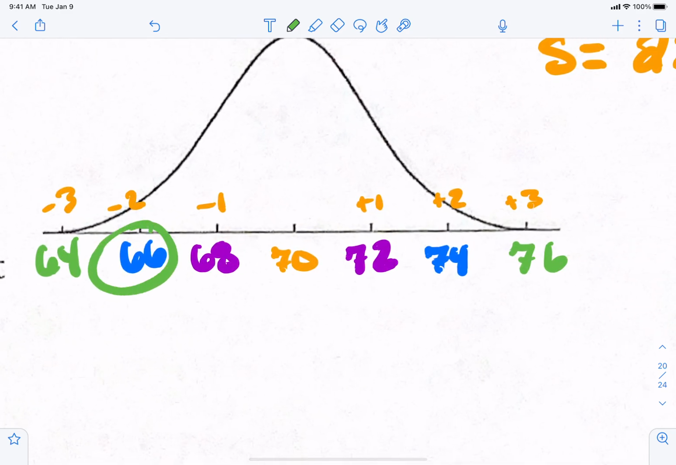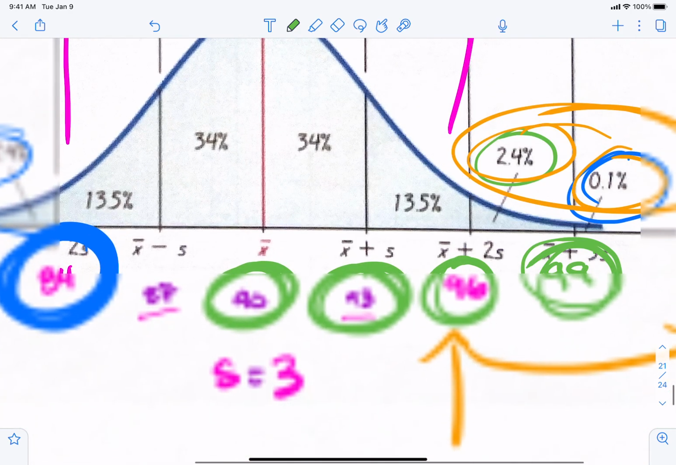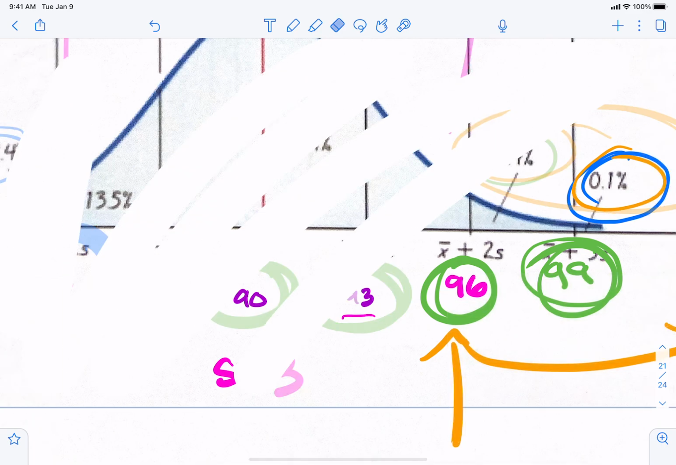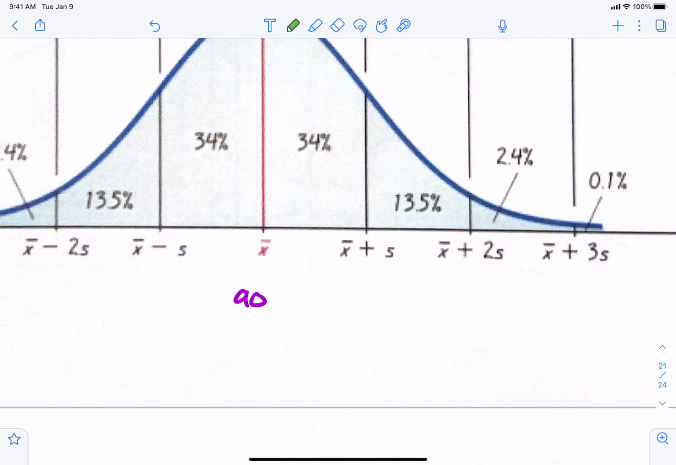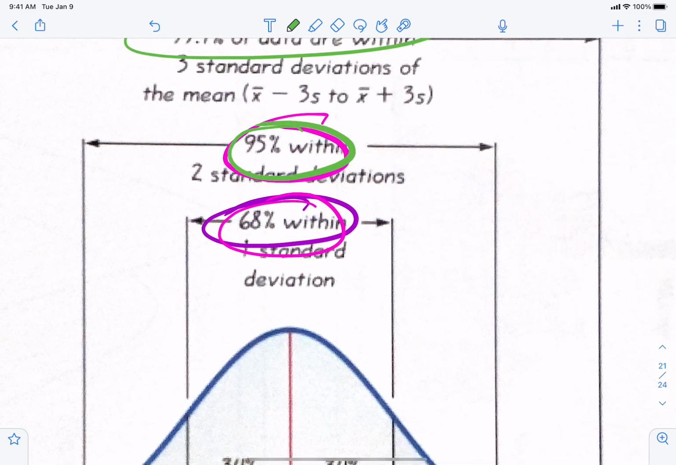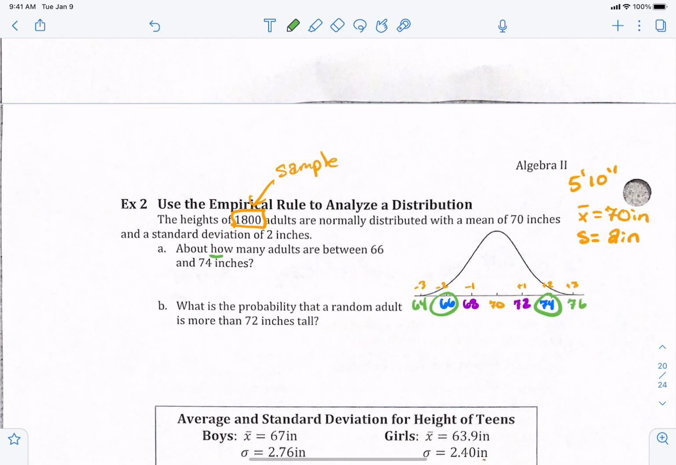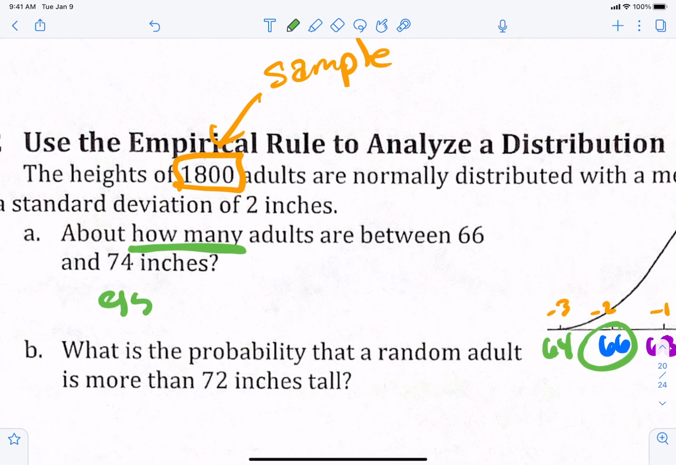Now, about how many adults are between 66 and 74? That's from minus 2 to plus 2. Going to your chart, minus 2 to plus 2 is 2 standard deviations, 95%. But here's the trick. About how many adults is that? 95%, that's true, but I surveyed 1,800. So how many does that actually make? How many is 95% of 1,800?